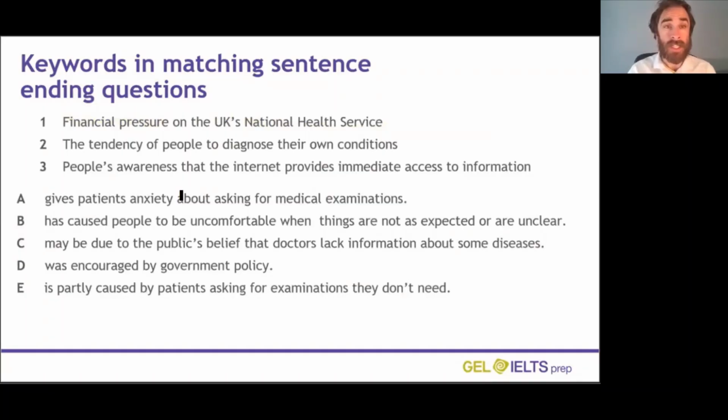So option A gives patients anxiety about asking for medical examinations. B has caused people to be uncomfortable when things are not as expected or unclear. C may be due to, meaning because of, public belief that doctors lack information about diseases. D, encouraged by government policy. And E, caused by, so again, because of, patients asking for examinations they don't need. Let's look back at the rest of the text and see if we can find any of those matches.